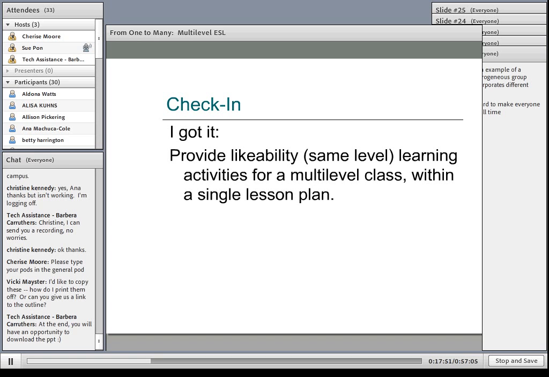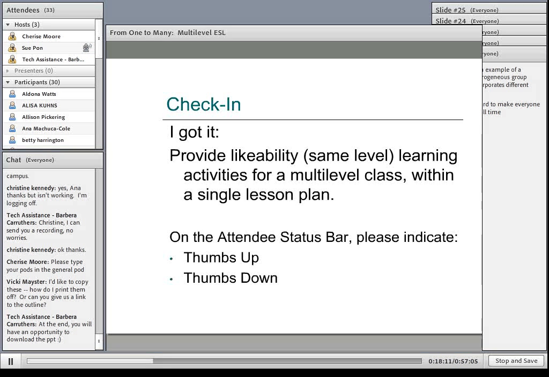I've been talking quite a bit now, so I'd like to check in with you before moving on to crossability or heterogeneous group activities. I got it: provide likability or same level learning activities for a multi-level class within a single lesson plan. In your attendee bar that Barbara showed you, the little man at the top, there's a check for agree or X for disagree. Can you indicate to me whether you got it? Provide likability, same level learning activities for a multi-level class within a single lesson plan.